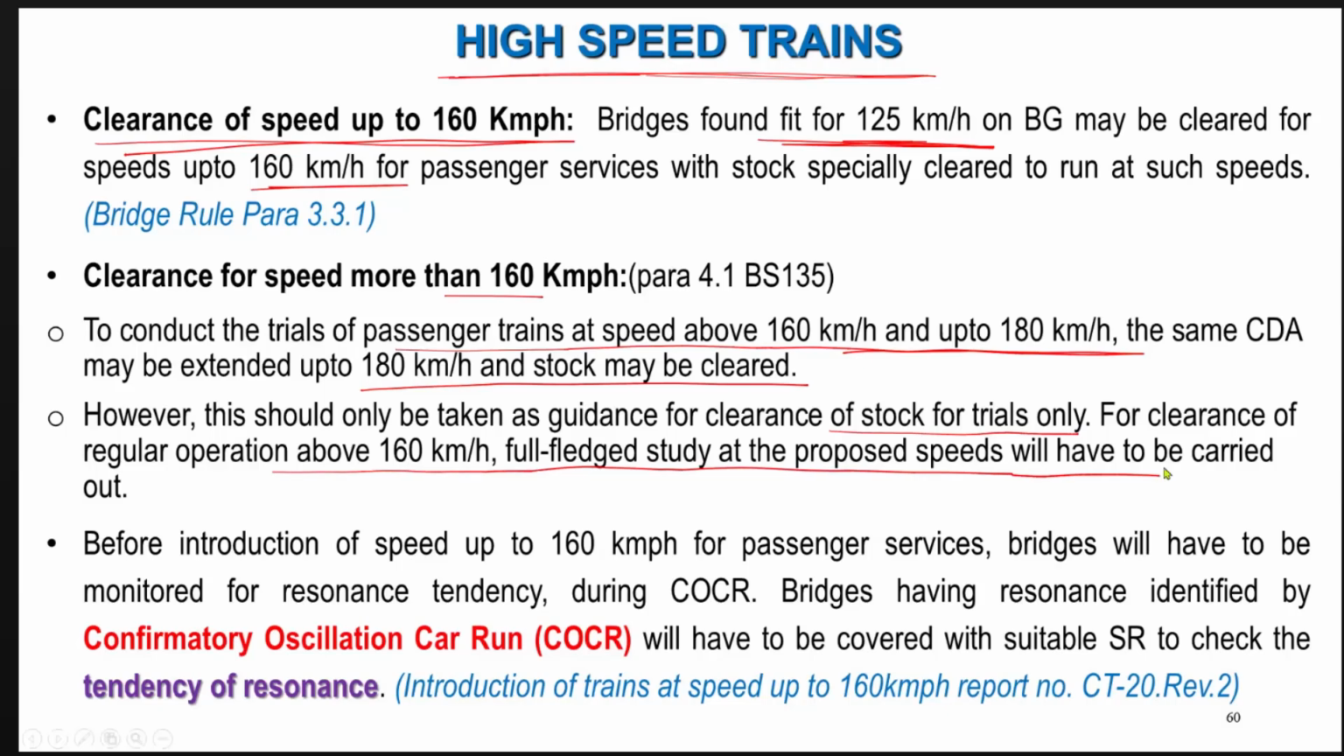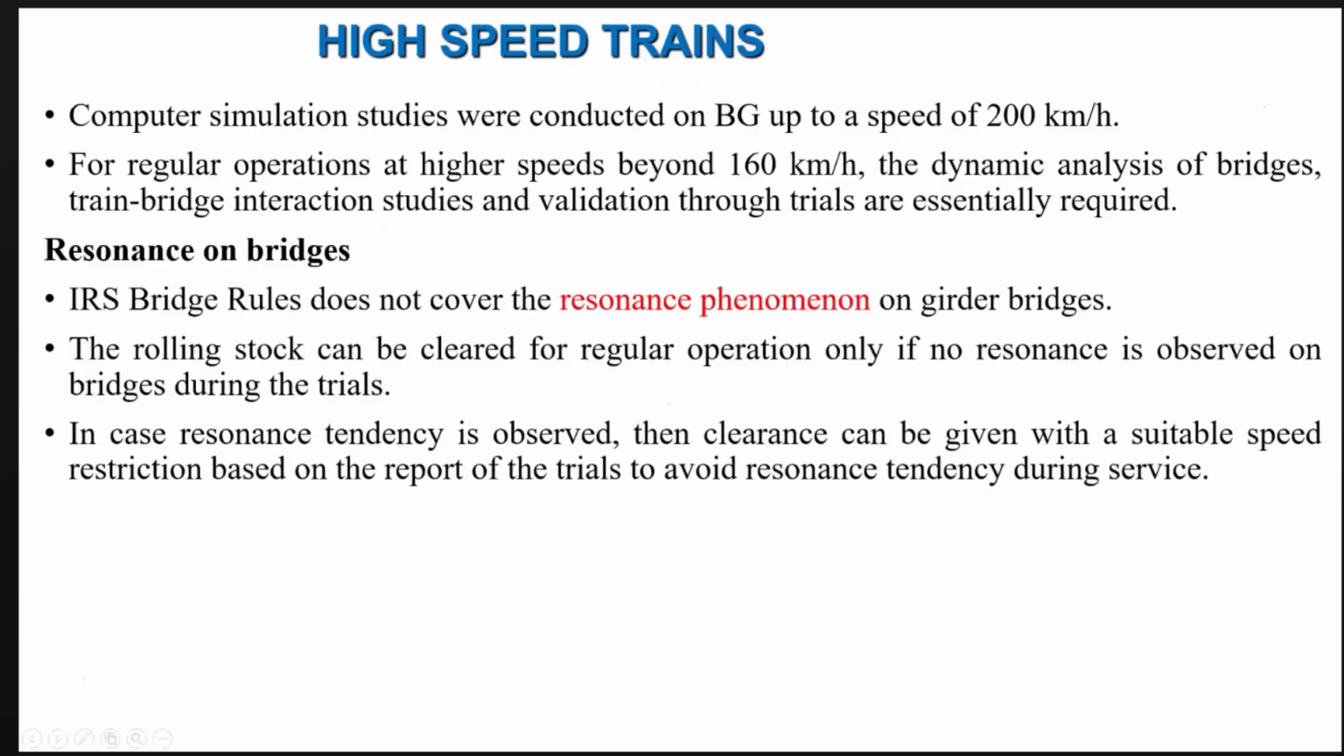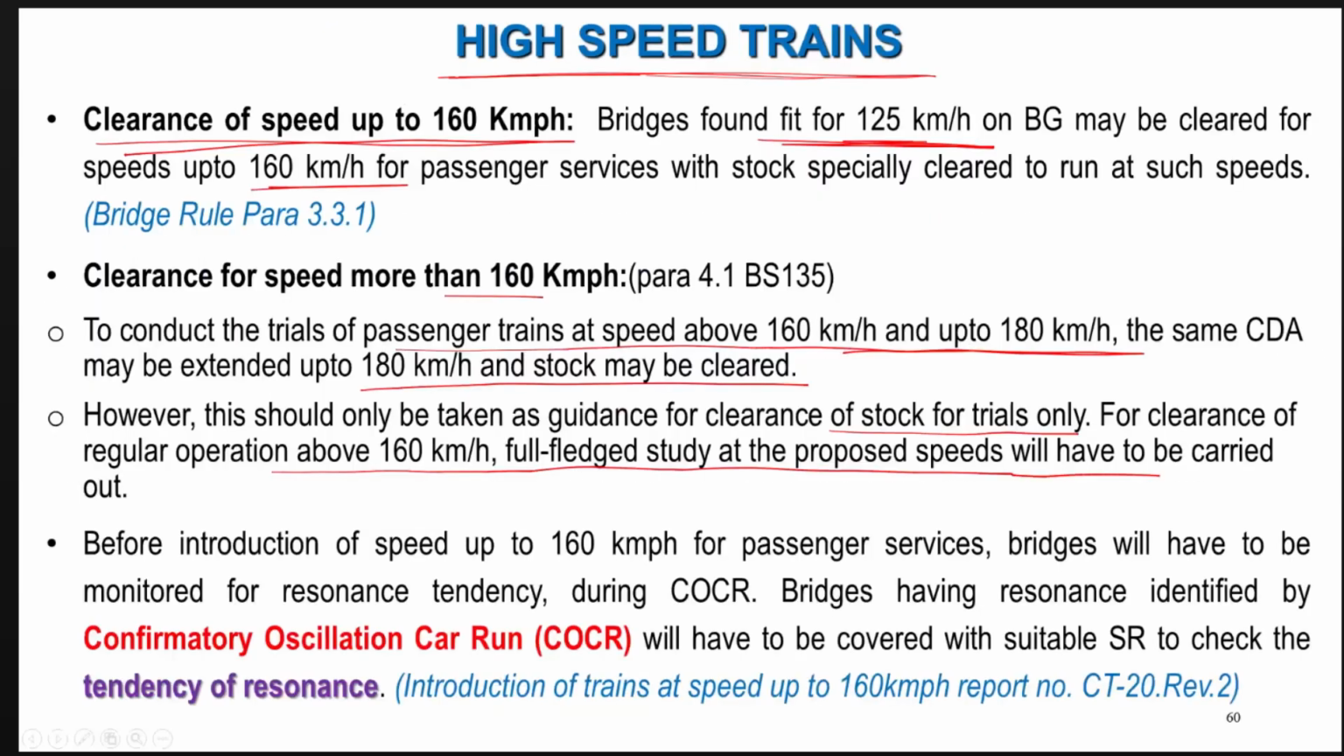But in fact, for all speed increases, the important part is the confirmatory oscillation car run, COCR. It is a very important part, because before introduction of speed up to 160 kmph, the passenger service bridges have to be monitored for the resonance tendency. During COCR, the bridge has to be checked for resonance, and that has to be covered with a suitable speed distribution to check the tendency of resonance.